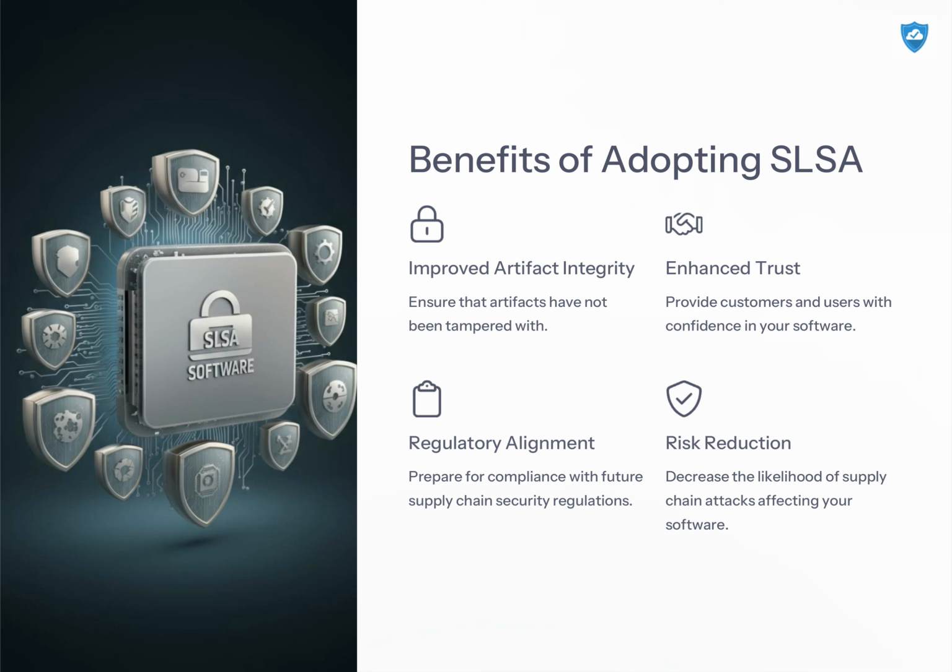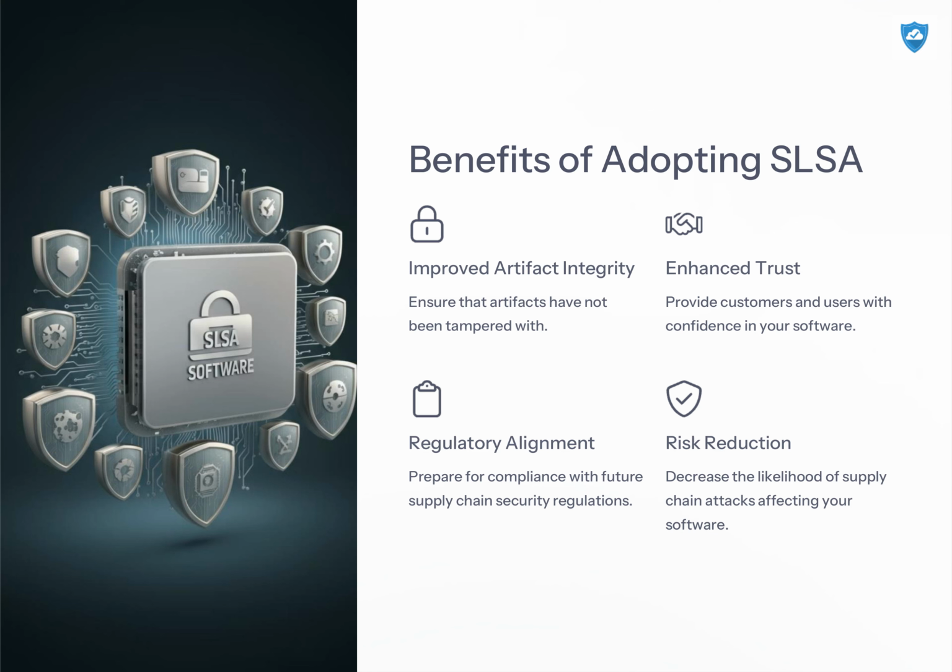First, by focusing on artifact integrity, you ensure that your software artifacts remain unaltered and authentic, thereby strengthening the security of your supply chain. Enhanced trust is another significant advantage, as you provide customers and users with confidence in the software they rely on. Additionally, aligning with SLSA prepares your organization for future compliance with supply chain security regulations, making regulatory alignment a proactive step. Lastly, risk reduction is crucial, as it minimizes the potential for supply chain attacks to affect your software, contributing to overall organizational robustness.